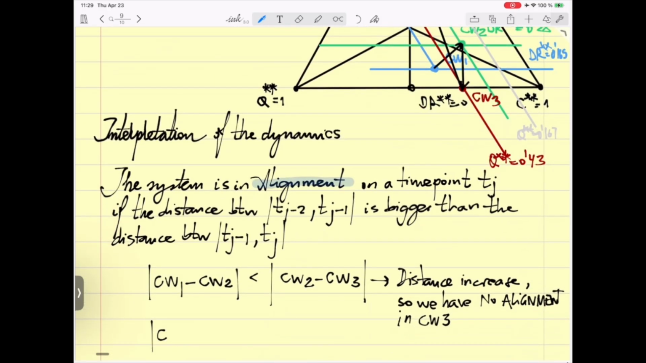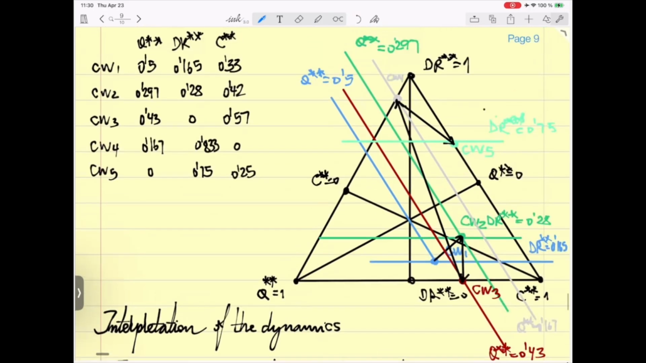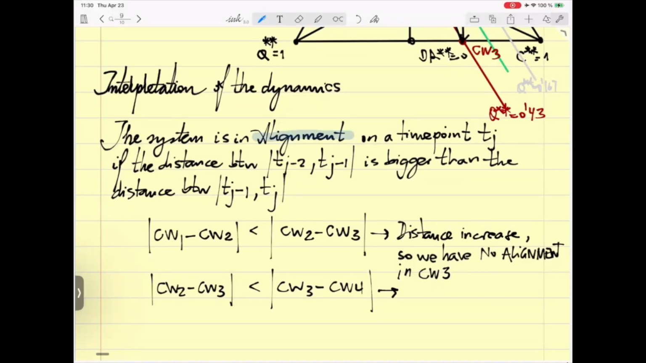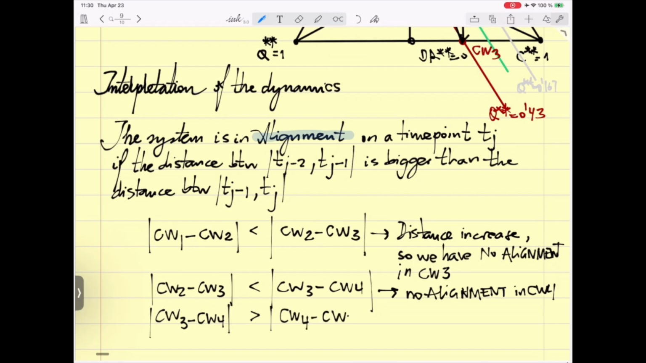The distance between calendar week 2 and calendar week 3, this distance, is again smaller than the distance between calendar week 3 and calendar week 4. Because this distance is very big, okay? So again, distance increases, so no alignment in calendar week 4. And the distance between calendar week 3 and 4 is bigger than the distance between calendar 4 and calendar 5. So there is alignment in calendar week 5.